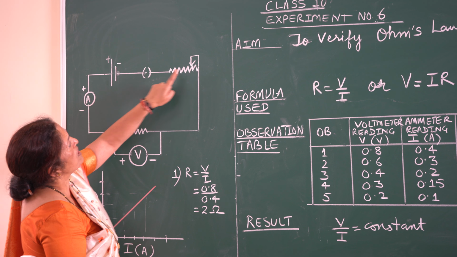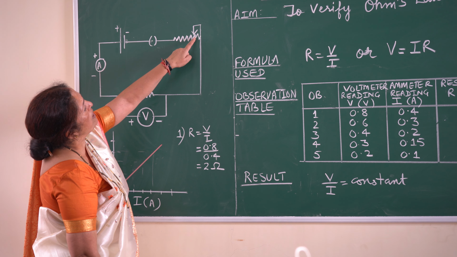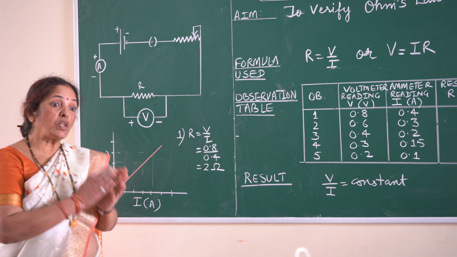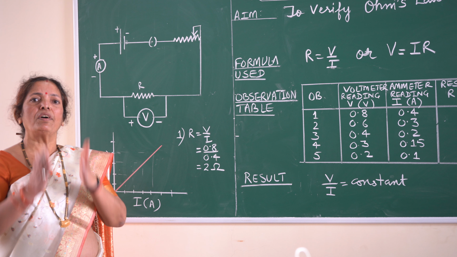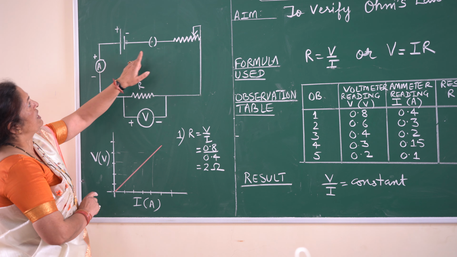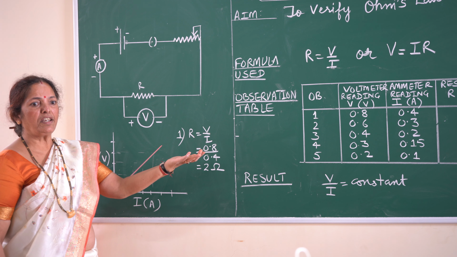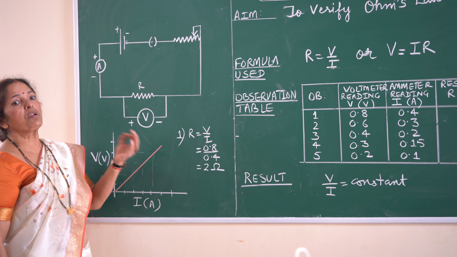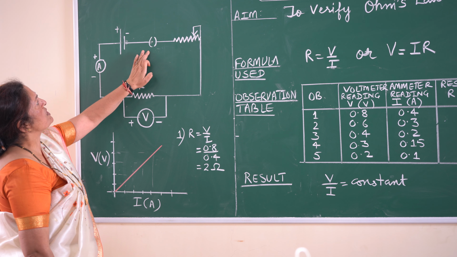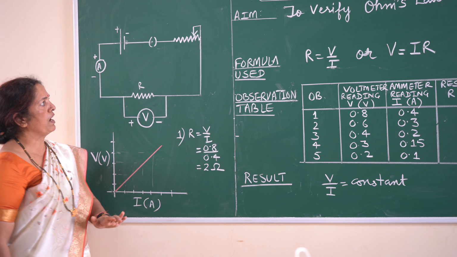So what we are going to do, there's a pointer shown over there. By changing the position of the pointer from here to here, we can vary the amount of current in the circuit, so that we get different values of voltmeter reading and ammeter reading. This is a key, right, which will allow the current or stop the current. That is the on and off key we are using here. A small simple key we are using in the circuit, so that I can stop the flow of the current, I can allow the flow of the current.